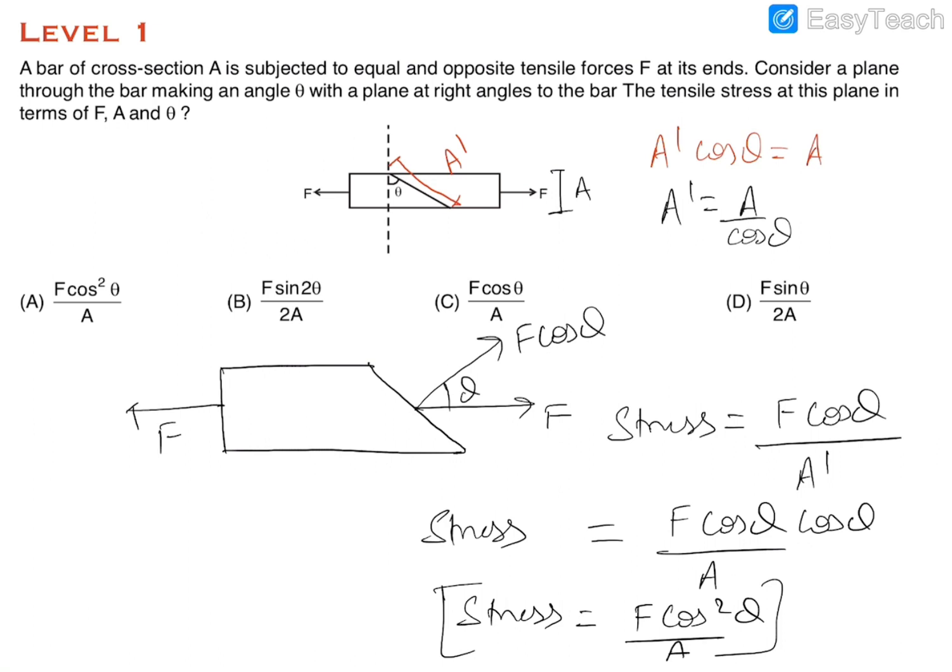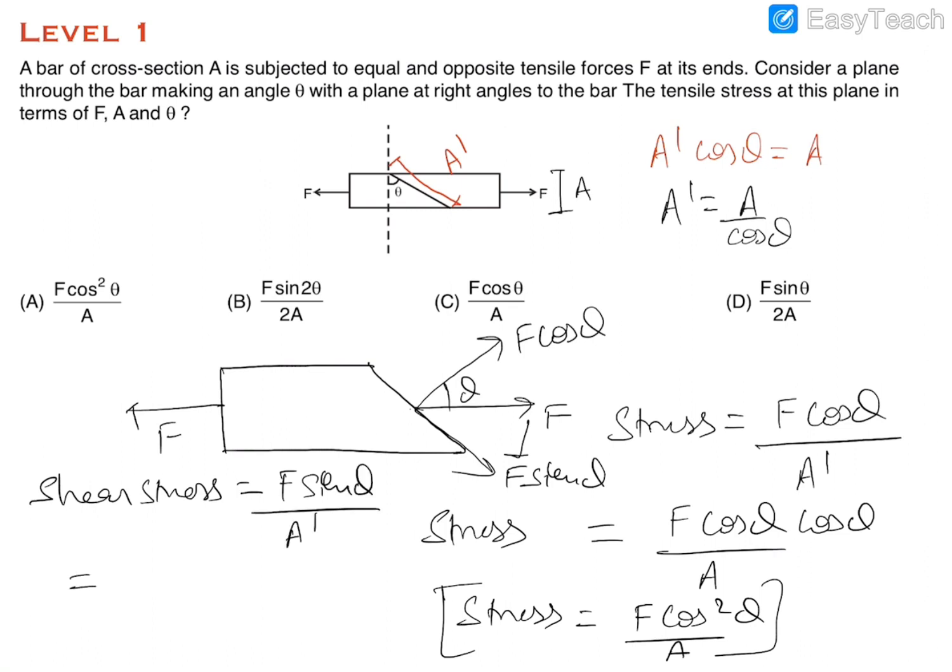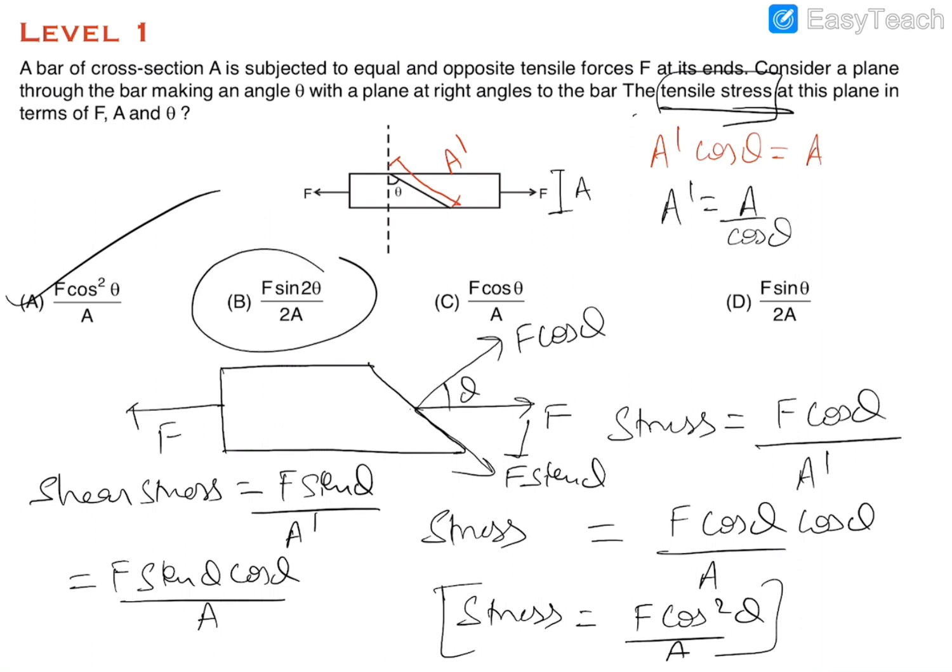But if we wish to find out the shear stress, then the component of F along this line will be F sin theta, and shear stress will be equal to F sin theta upon the area, which is A dash. So it is F sin theta cos theta by A. So this is also F sin 2 theta by 2A. So in this question, tensile stress is being asked, and therefore the correct answer is F cos square theta by A. And for shear stress, the correct answer would be B.